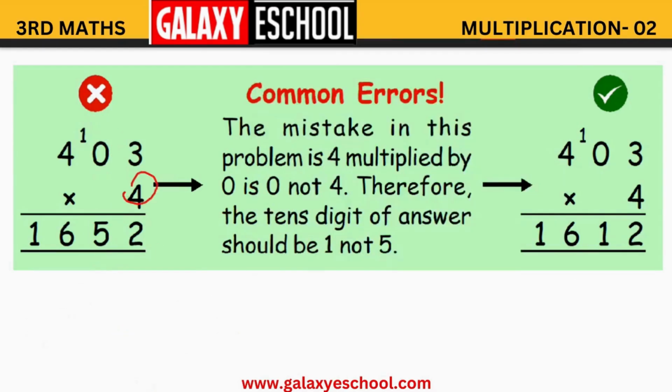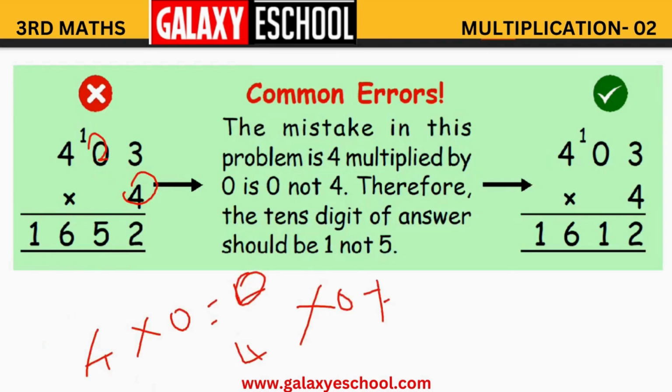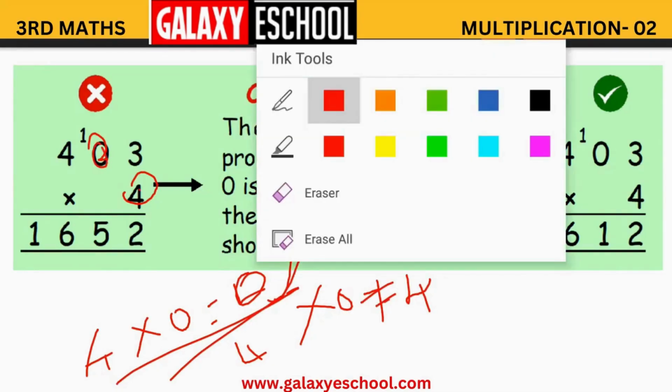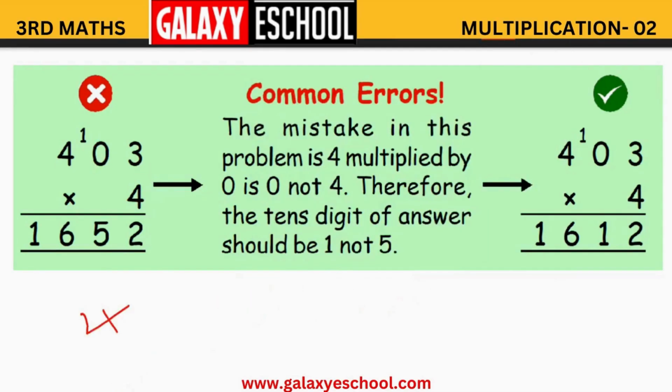We need to remember carefully that 4 zeros are 0 but not 4. Okay, 4 zeros are 0. So what happens while we are multiplying? By mistake we do this error. Instead of writing 0, we think that 4 zeros are 4 and then 1 is carried, so we'll add 1 to it. 4 plus 1 becomes 5.